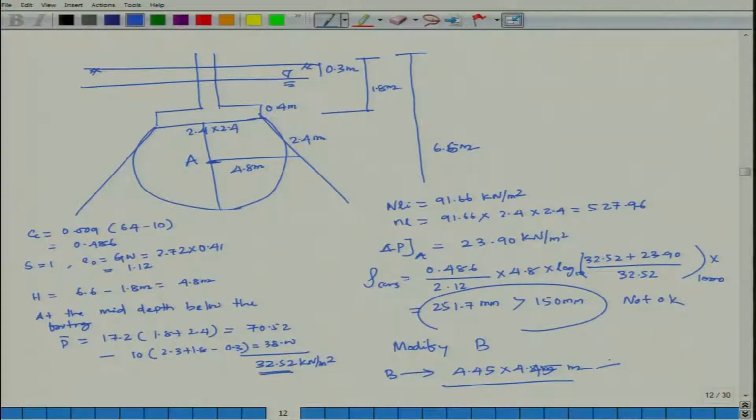Taking these dimensions, you can check yourself. This is kind of a home assignment. You can check whether with these dimensions this foundation is going to satisfy the bearing capacity criteria as well as the settlement criteria. This is what I have gone through.